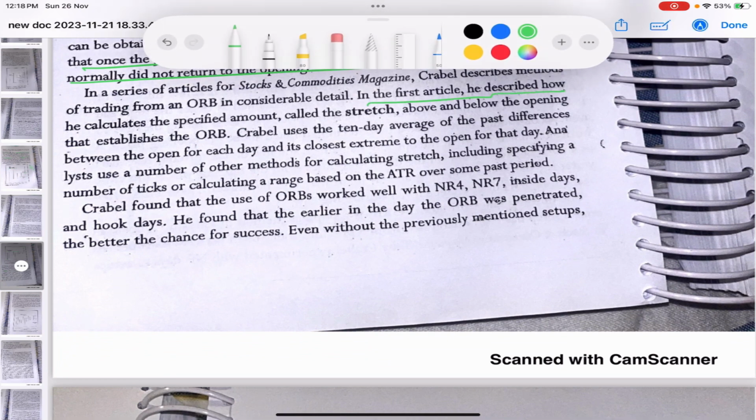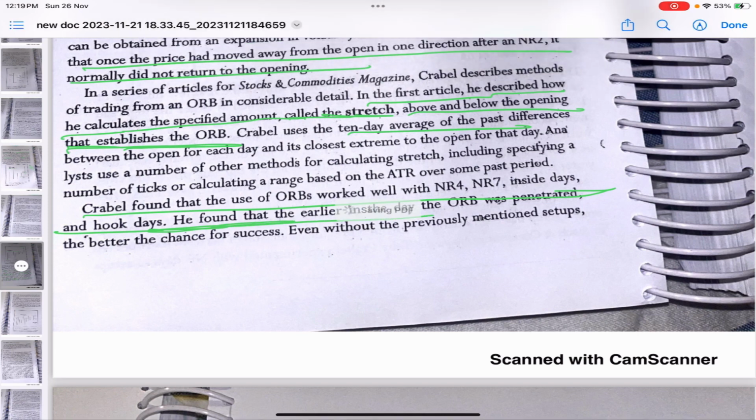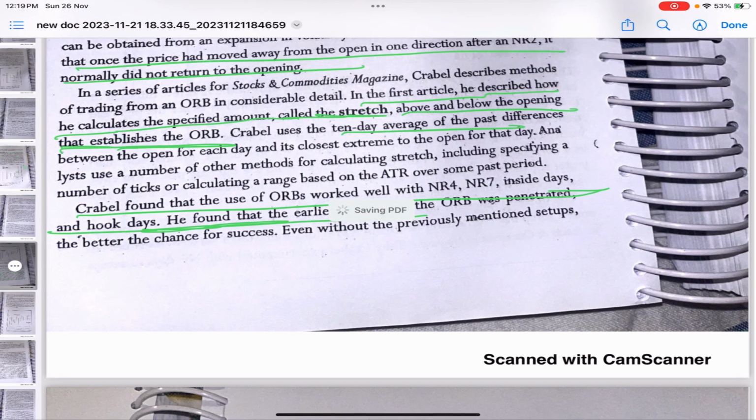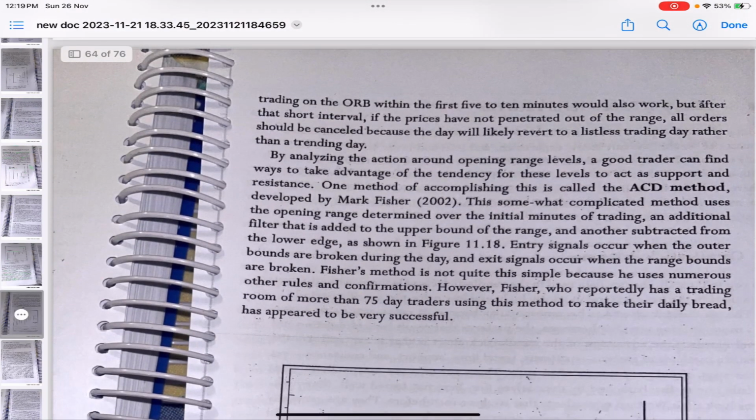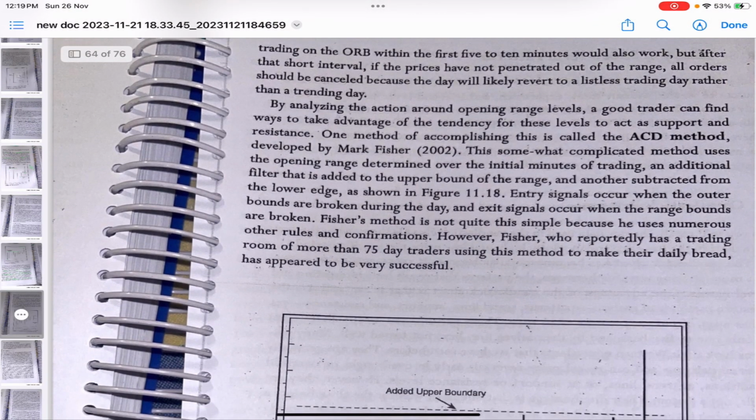In the first article, he described how he calculates the specified amount called stretch above and below the opening that establishes the ORB 10-day average, and you can see that ORB worked well with NR4 and NR5 hook days. ORB is basically giving you success if you combine it with the NR4 and NR5, so you can see that.